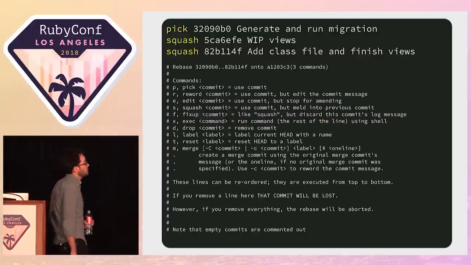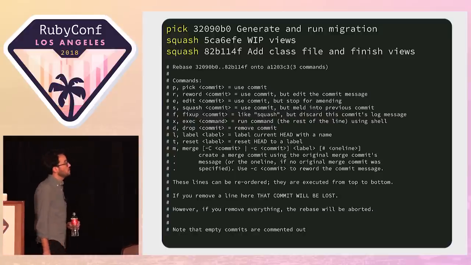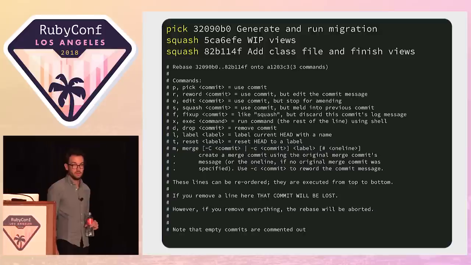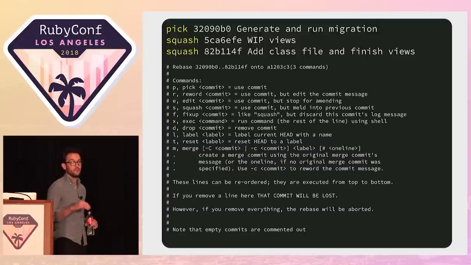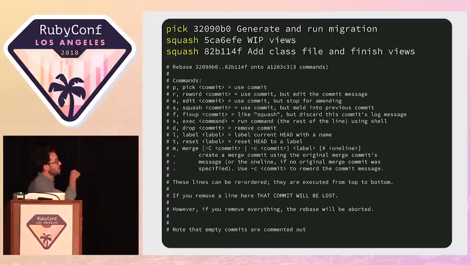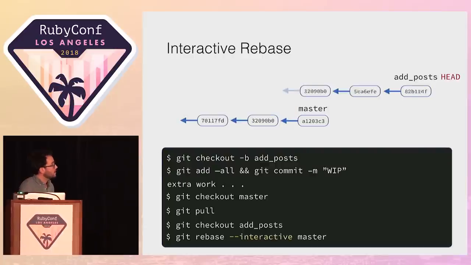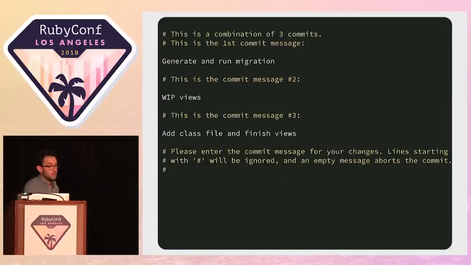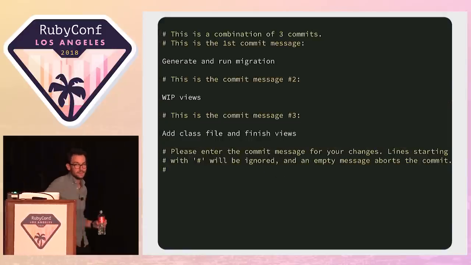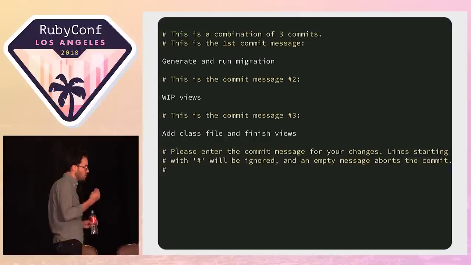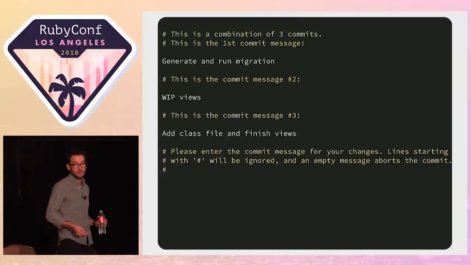So in this example, let's say we want to pick that first commit, and then the next 2 commits we want to combine into the first commit. So we're going to change the next 2 lines to squash. When we close the editor, Git's going to, again, pick up those commits, and it's going to open up another editor. Because we did squash, it's going to give you a chance to update the commit message.